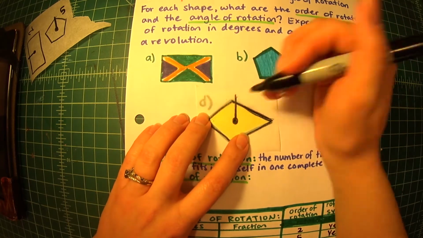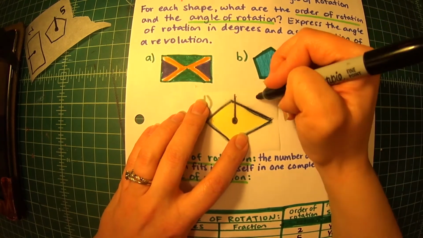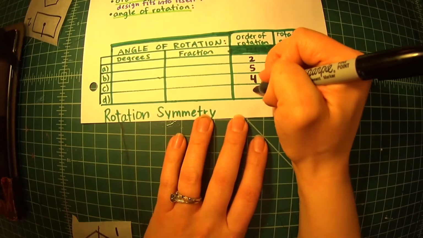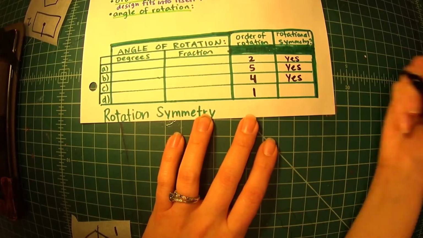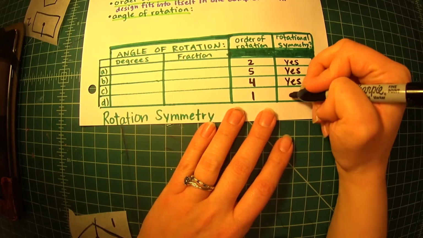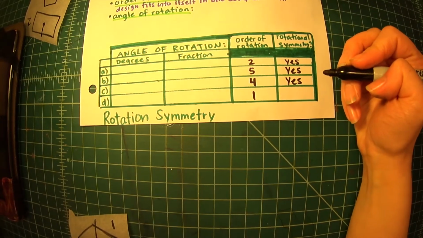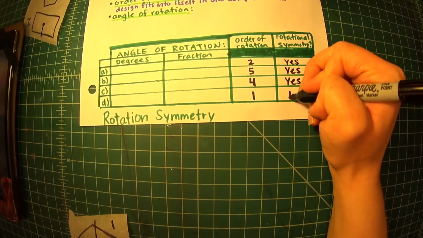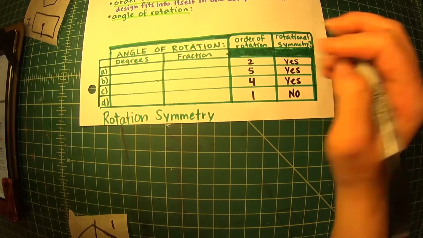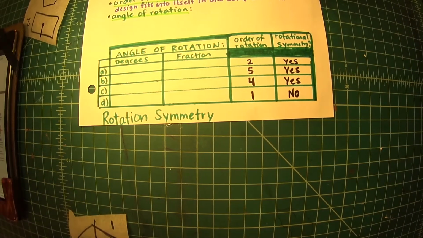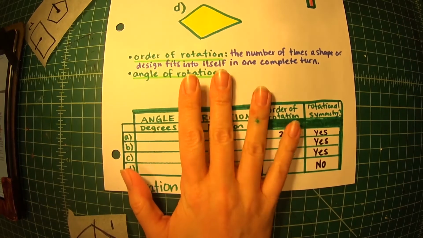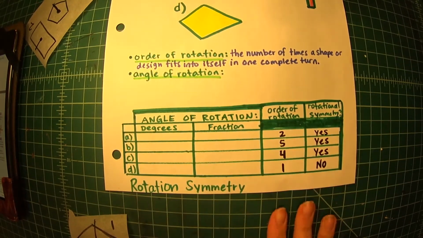And then I'm back to the start. So that was a full turn, only 1 matchup. So order of rotation is 1. So therefore, does it have rotational symmetry? Does it match up with itself more than once in a complete turn? No, it doesn't. It does not have rotational symmetry. Okay, so now that takes care of order of rotation.